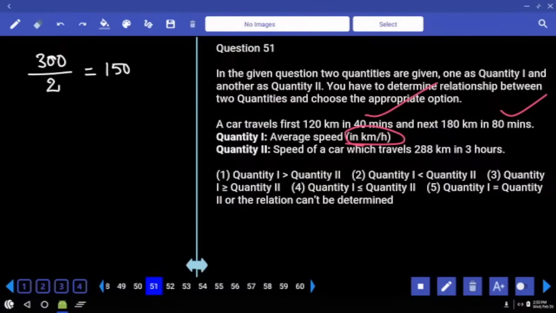Following. Q2, speed of the car which travels 288 kilometers in 3 hours, which is equal to 288 divided by 3. This will be definitely not 150. More than 150 or less than 150? Less than 150. So we can say Q1 is greater than Q2.